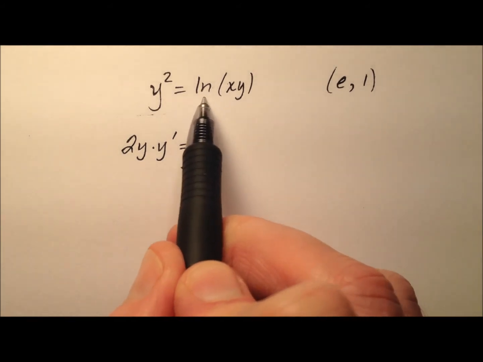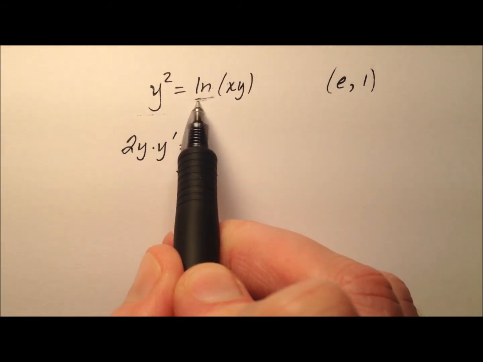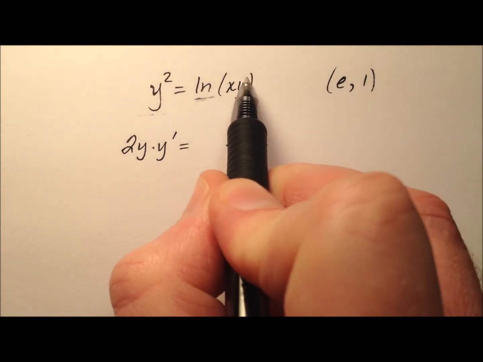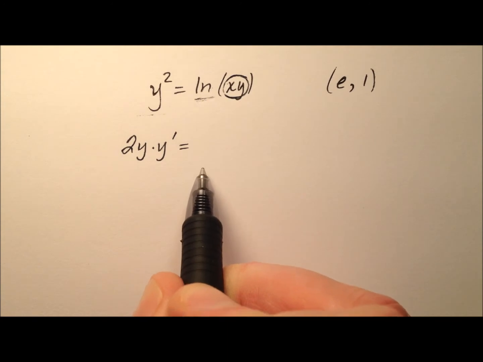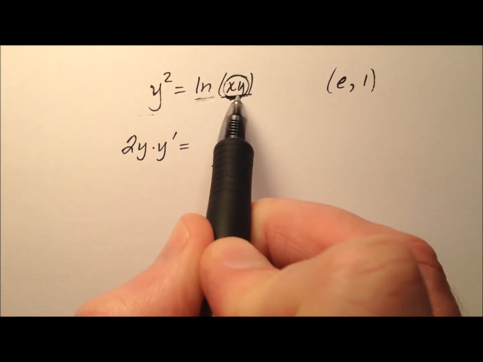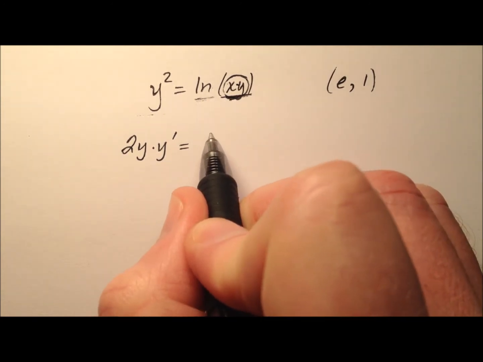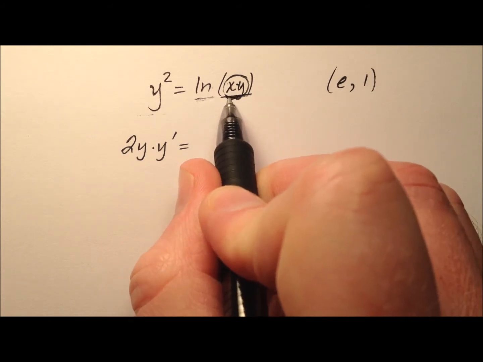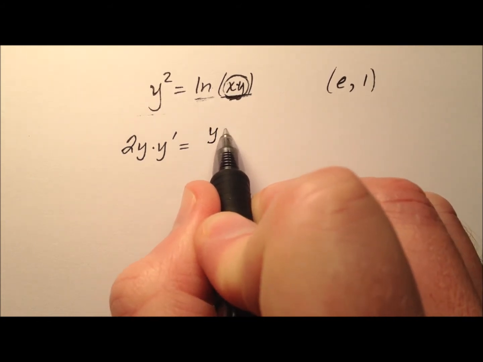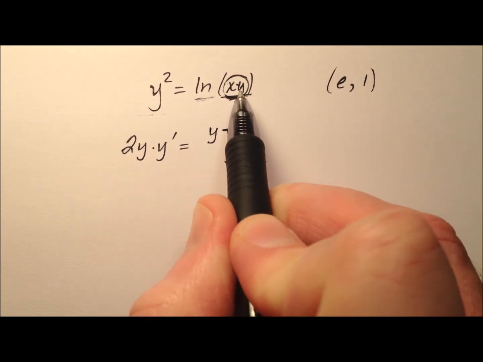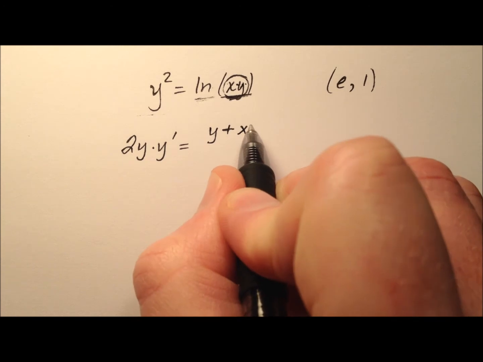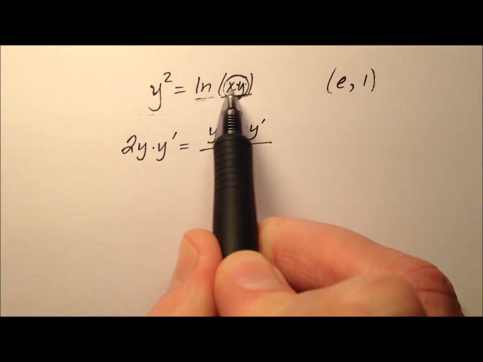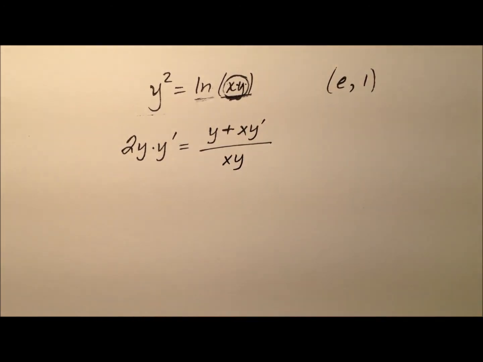Well, how do I differentiate a natural log? It's going to be u prime over u, which means it's going to be the derivative of this divided by this. The derivative of this will include the product rule. So it's going to be the derivative of the first, which is 1, times the second, plus the first times the derivative of the second. The derivative of y is 1, but I need to put a y prime with that. And then, of course, I'm dividing by xy.